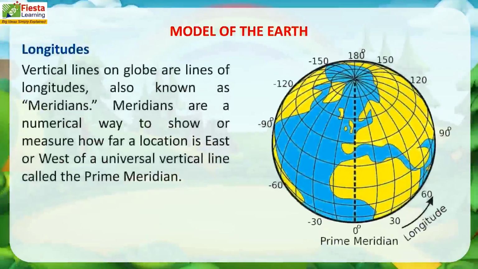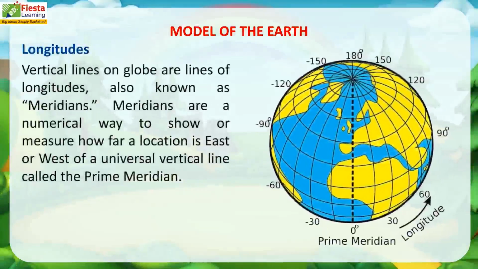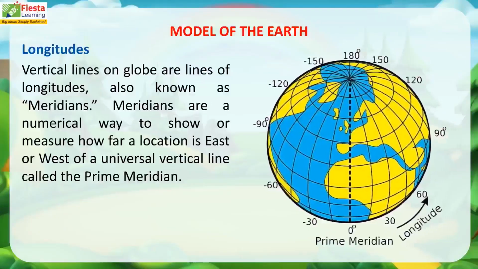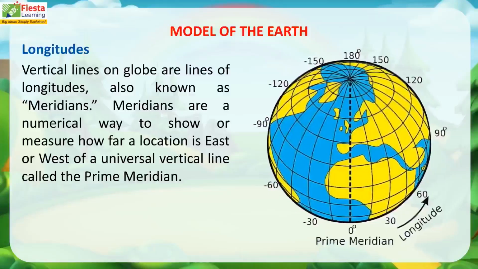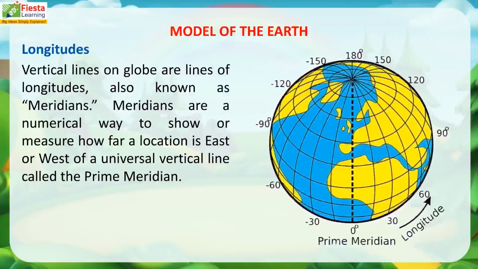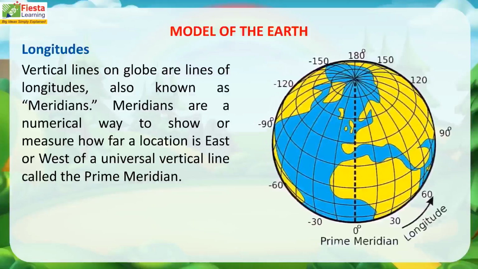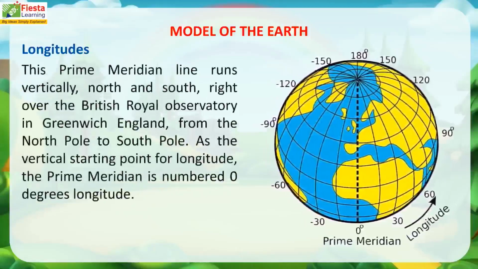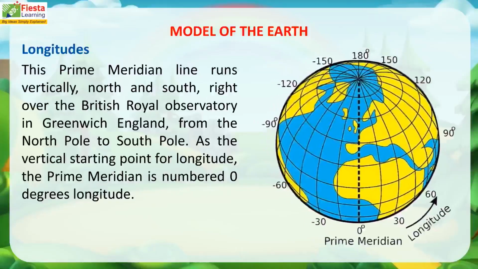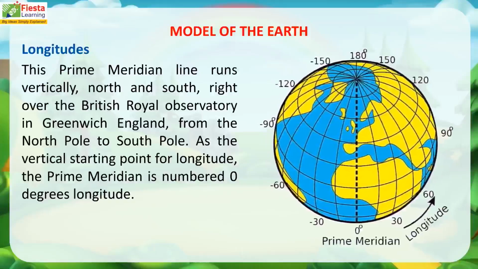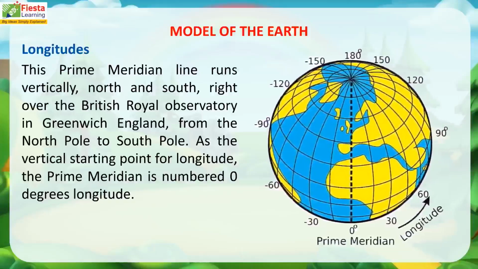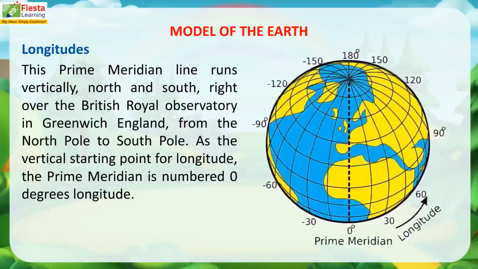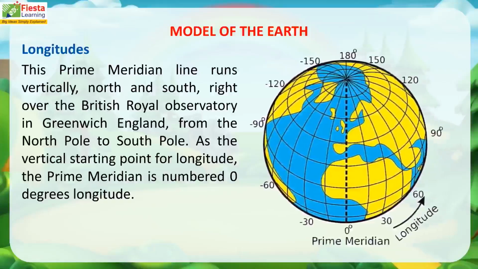Longitudes. Vertical lines on a globe are lines of longitude, also known as meridians. Meridians are a numerical way to show or measure how far a location is east or west of a universal vertical line called the prime meridian. This prime meridian line runs vertically, north and south, right over the British Royal Observatory in Greenwich, England, from the North Pole to the South Pole, as the vertical starting point for longitude.